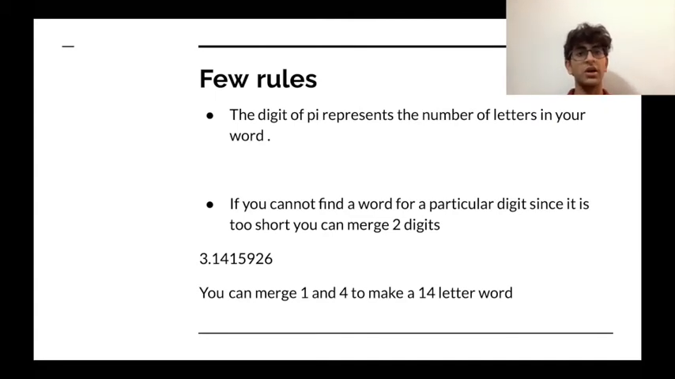There is one exception here. If you cannot find a word for a particular digit of pi because it is too short, or there are limited words you can use for that digit, you can merge the next digit with it. For example, 3.1415926. If you cannot find a one-letter word, you can merge 1 and 4 to form a 14-letter word. For example, "responsibility". Responsibility is a 14-letter word, so you can use that instead of three words with the pattern of 3 letters, 1 letter, and 4 letters. You can even do it with other words, like making a word which is 26 letters.